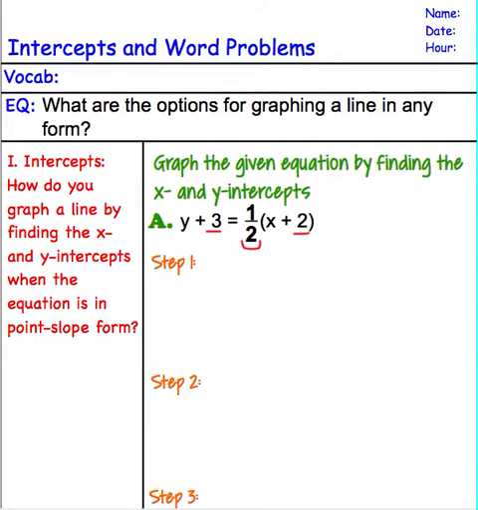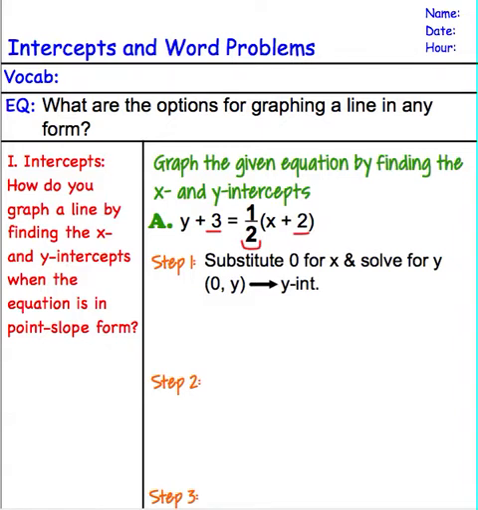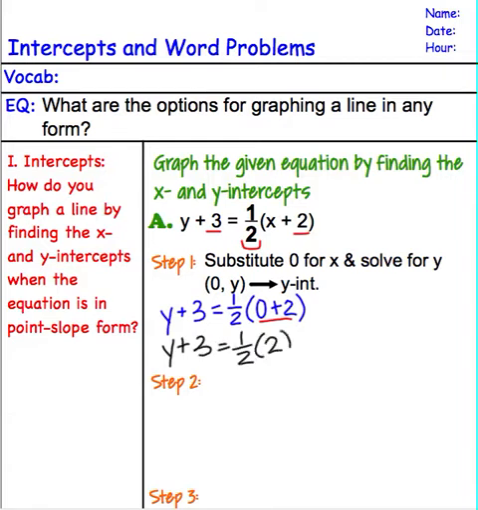So our first step in this process is going to be to substitute in 0 for x and then solve for y, which will give you your y-intercept. So when I do this, I get y plus 3 equals 1/2. Now our x becomes 0 plus 2. And so then I can go ahead and say, well, 0 plus 2 is 2, which is going to give me y plus 3 equals 1/2 times 2.